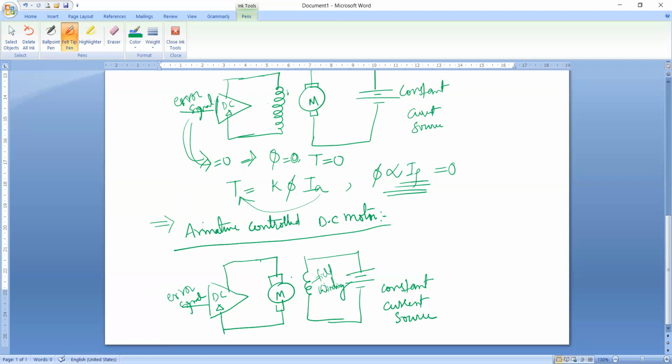The next one is the squirrel cage AC servo motor. Here also an error signal is applied to the DC amplifier, and there is a control winding and a squirrel cage rotor. A rotor is required for AC motors, whereas in DC motors only a field and armature are required. In AC motors, we require a control winding and a rotor.